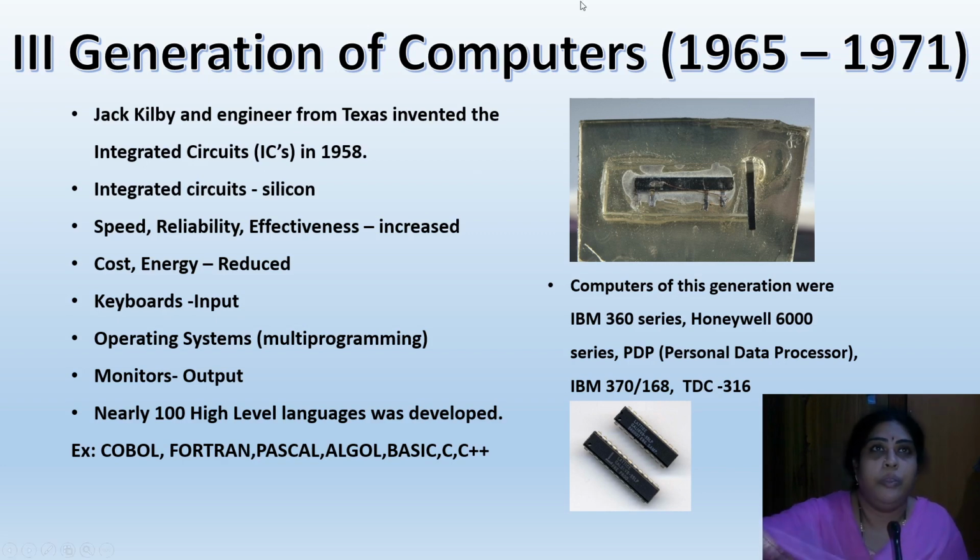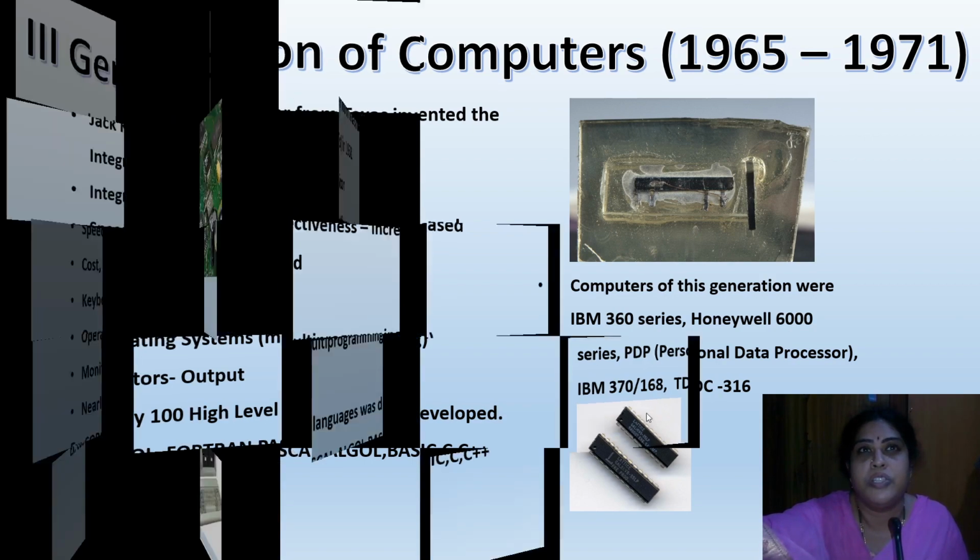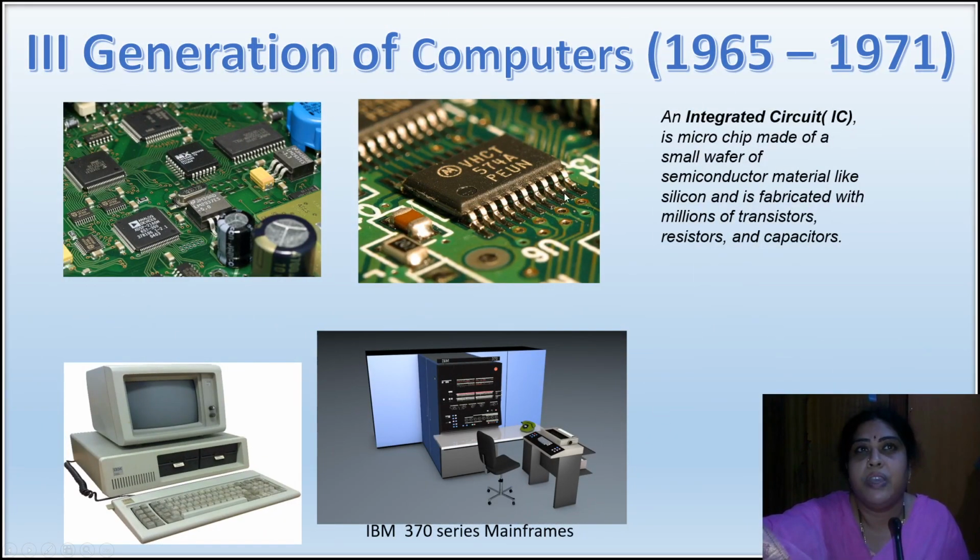You can look here, this is the integrated circuit which was developed during the third generation of computers. These are the circuits that we have now. You can see the ICs are all put into one, they are fabricated, and many ICs are present on the motherboard like this. This is a desktop computer, and these are the IBM mainframes that you see.